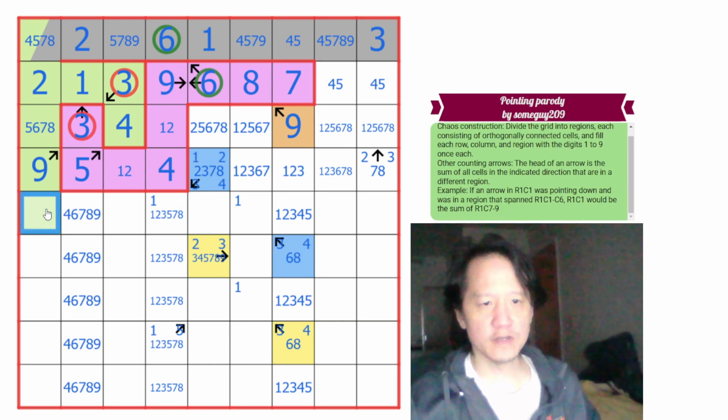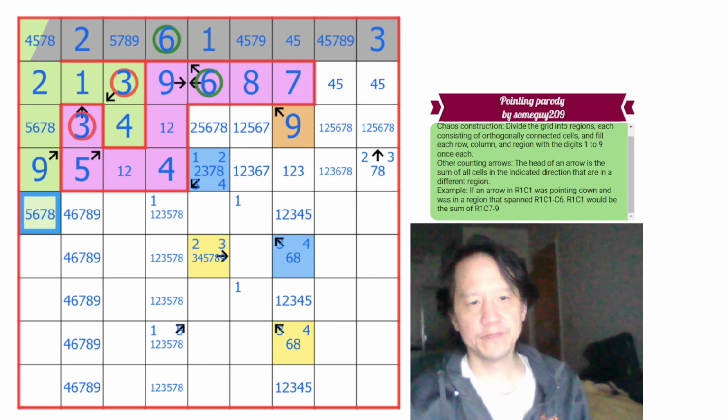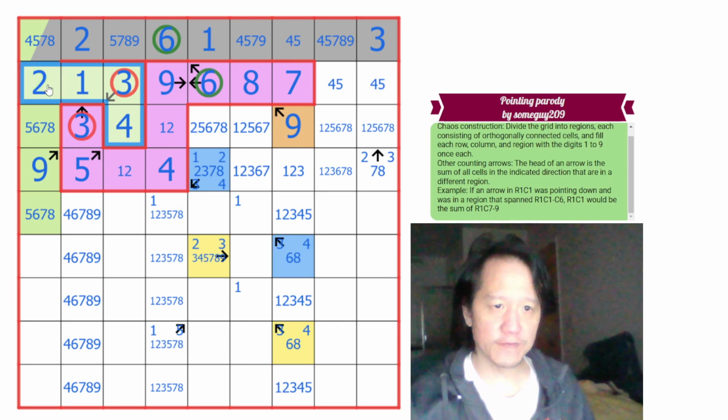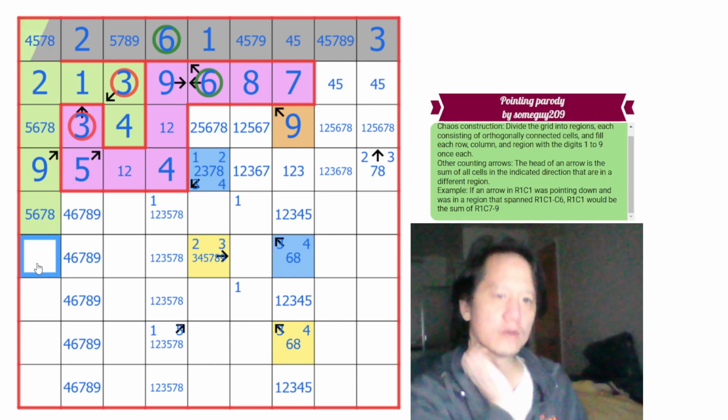This has to be 5, 6, 7, or 8 also. 1, 2, 3, 4, 5, 6, 7. This is at most 8. So it could go here or it could go here.